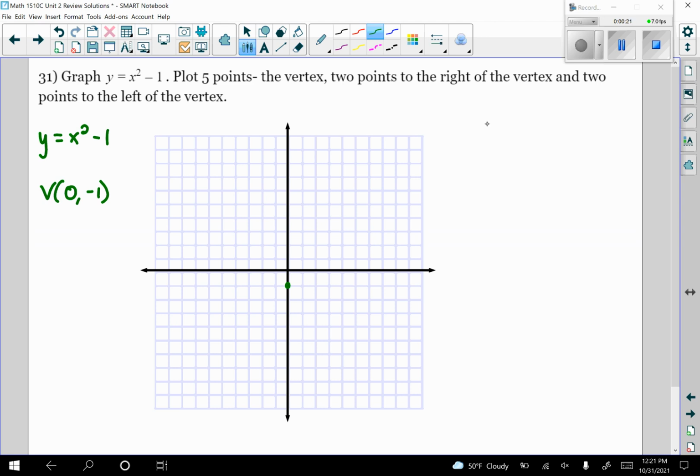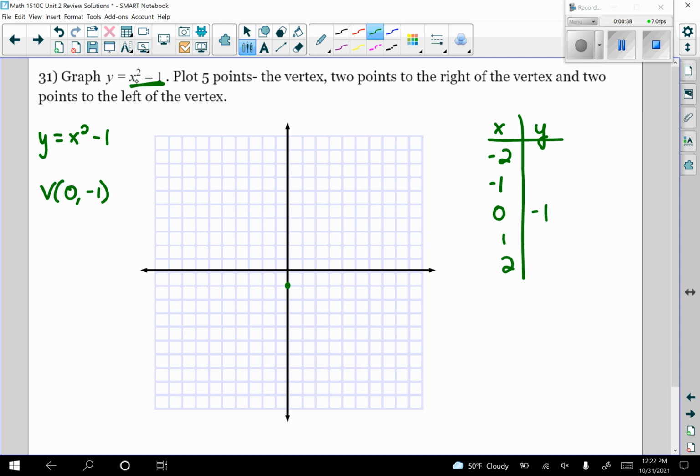And then we can make another table. So our vertex right here in the middle, 0, -1. So I want to go 2 x values to the left, 2 to the right. I'm going to just substitute 1 and 2 in here. So I'm going back up to x squared minus 1.